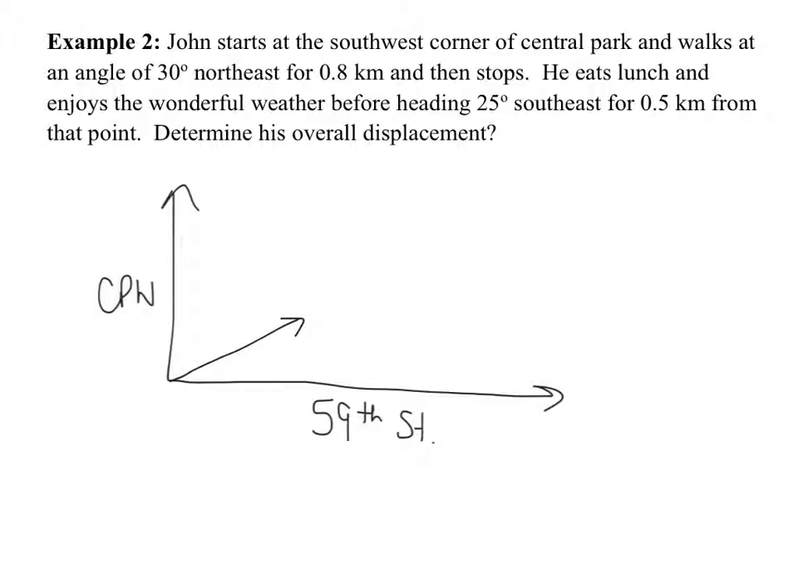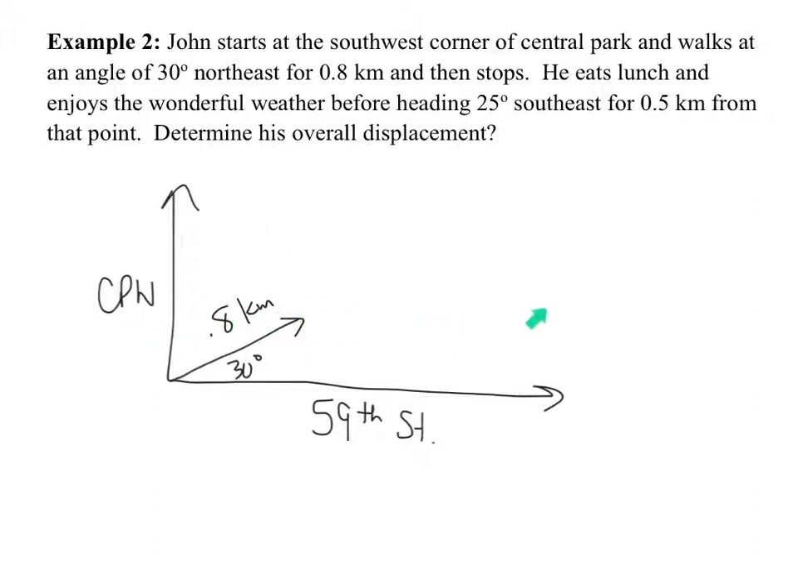I really don't even know what 0.8 kilometers looks like with respect to Central Park West. I don't think it makes it all the way across, though, these two segments. So for now, I'm going to just say that this is 0.8 kilometers. That's an angle of 30 degrees. Then the person goes ahead, stops, eats lunch. And then John says he heads 25 degrees southeast. Well, southeast of what? So you have to consider the fact that you need a new horizontal. Here's your new starting point. He stopped, and now this is a new starting point.